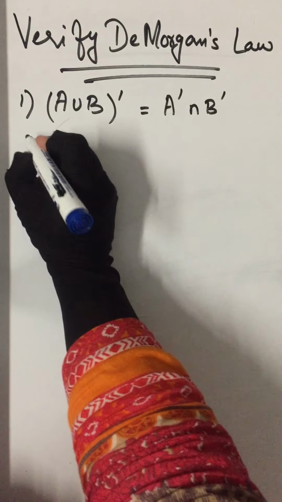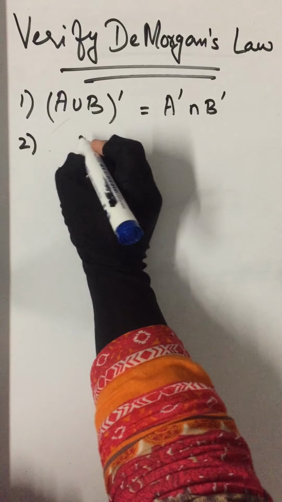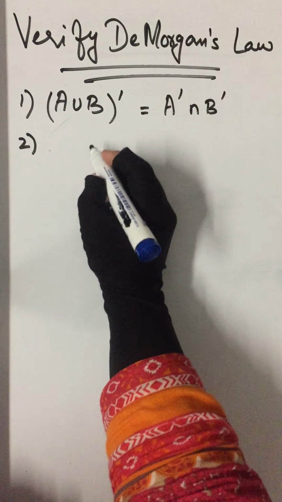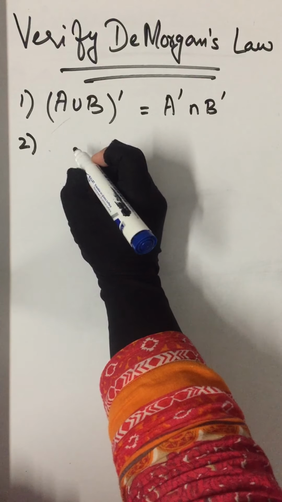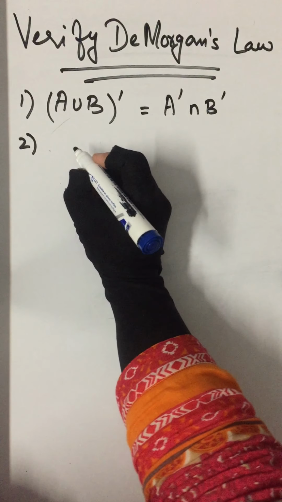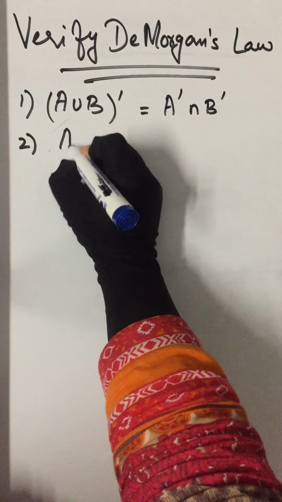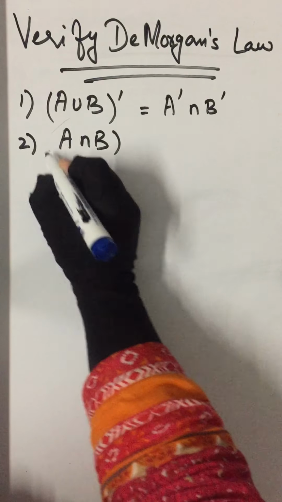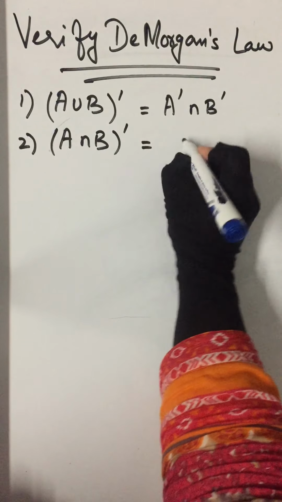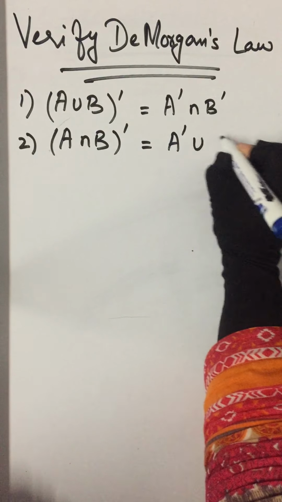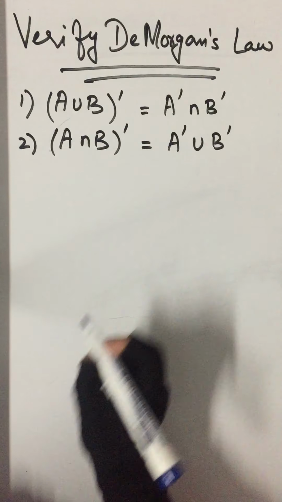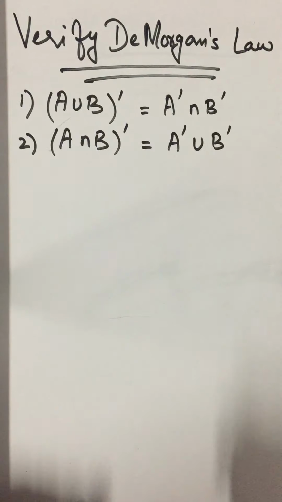Both sides must be equal. And the second law says just the opposite of this one. It says (A intersection B) whole complement equals A complement union B complement. These are just opposite to each other.